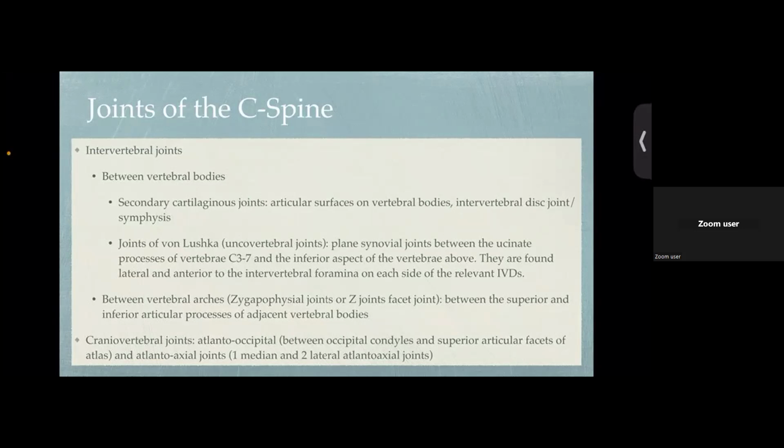Then you have the joints between the vertebral arches themselves, called zygapophyseal joints, or Z joints, or facet joints, between the superior and inferior articular processes of adjacent vertebrae. And then the craniovertebral joints, between the occiput, C1, and C2: the atlanto-occipital joints, between the occipital condyles and the superior articular facets of the atlas, and the atlantoaxial joints, which are one median and two lateral.